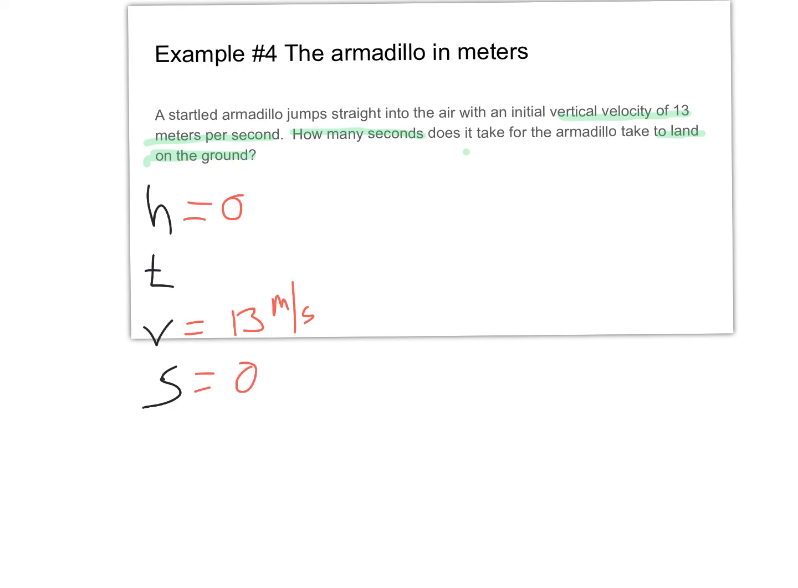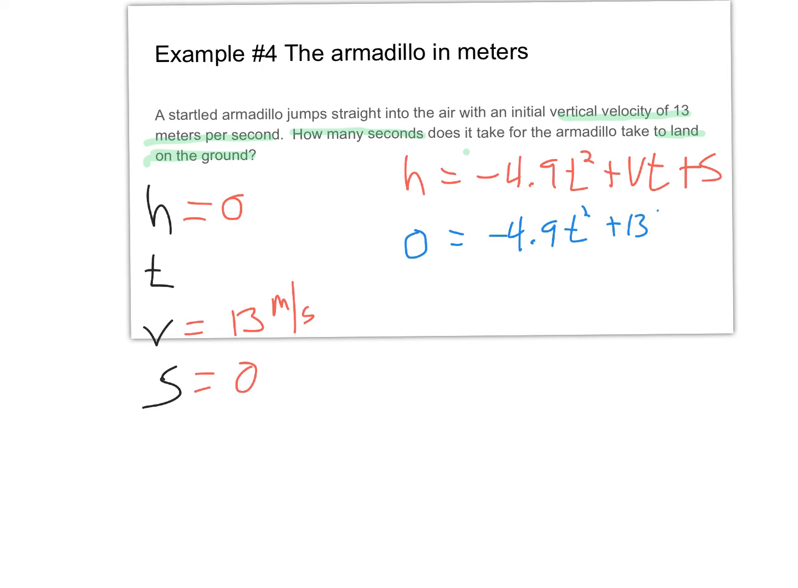So here we go. Our formula, since it's meters, H equals negative 16, or see, I just screwed that up. Negative 4.9 t squared plus vt plus s. All right, so let's fill in what we know. H is going to be 0. Negative 4.9 t squared plus 13t plus s, which is 0. And again, as we've discussed many times in the slides before, the plus 0 on the end I don't really need, so I'm just going to get rid of it.